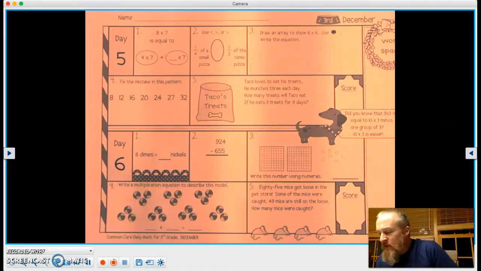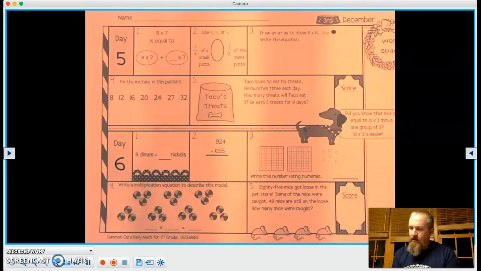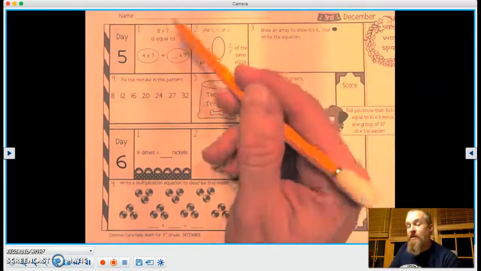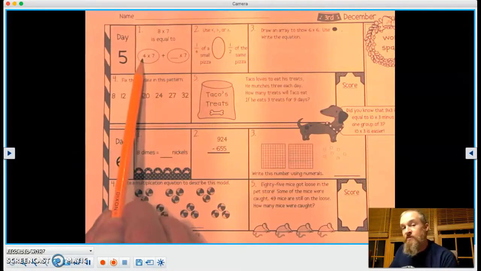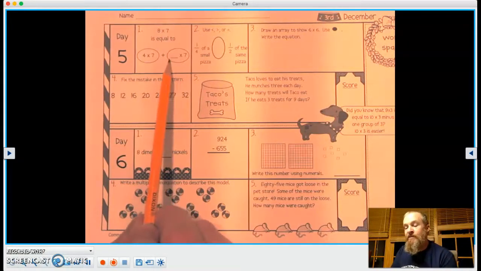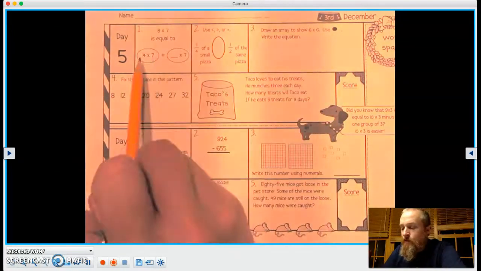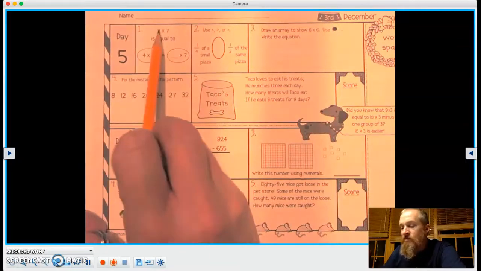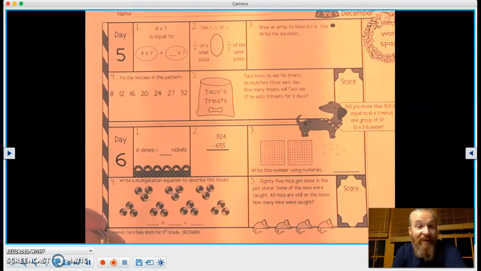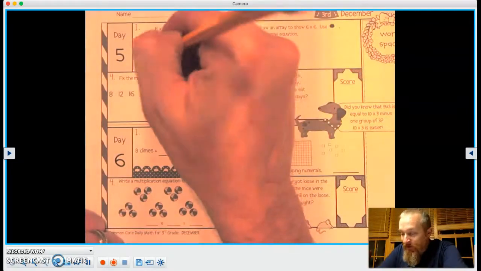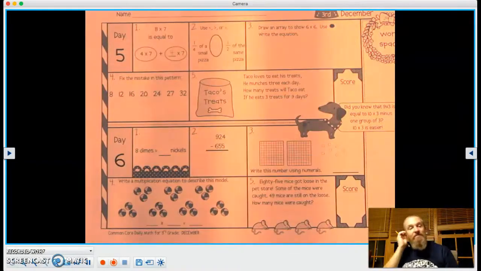And looks like we get to start off with a special property in multiplication. I see 8 times 7 is equal to, and then it looks like we're going to take some and put 4 times 7 over here, and we're going to add it to something else times 7. Well, what is 4 plus what equals 8? Yeah, 4 plus 4. They are both 4 times 7.